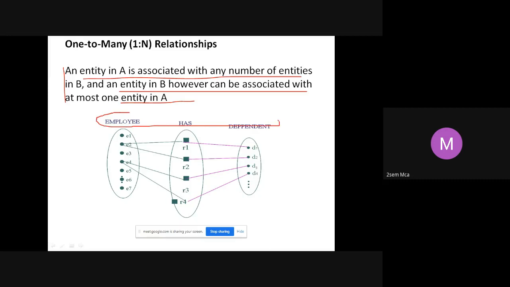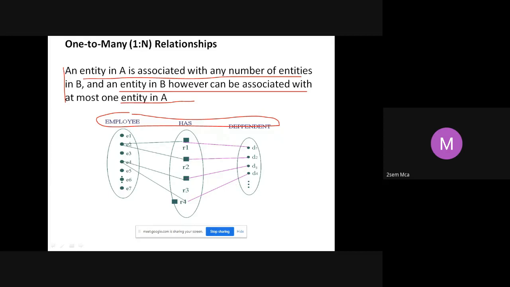Employee has dependents. Dependent means what? My mother, father, all these are dependent on me. Correct? So like that. I'm an employee, I have some dependents in my family. That is my mother, father, or all my dependents. So one employee obviously can have many dependents. I can have more than one. That is why I call it 1-to-many.